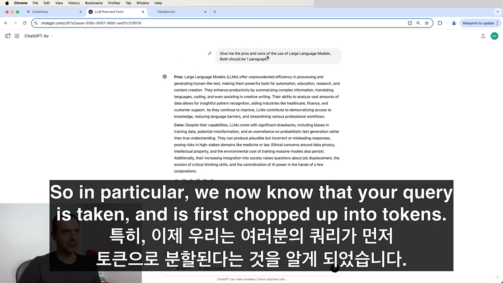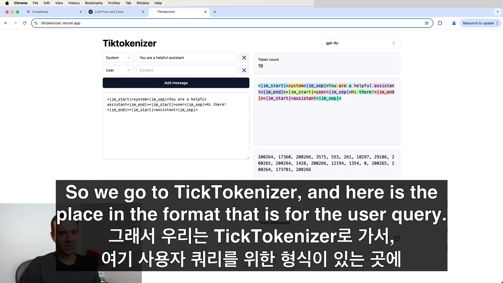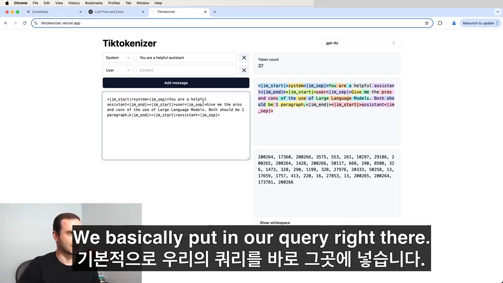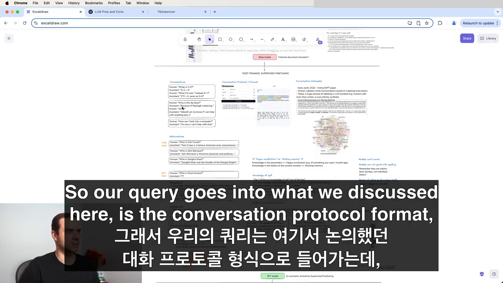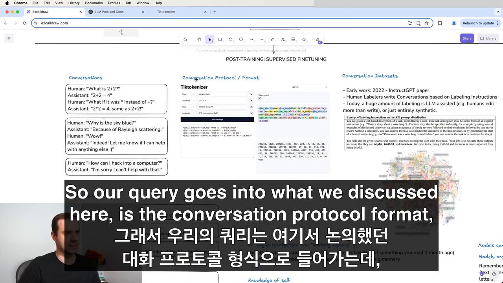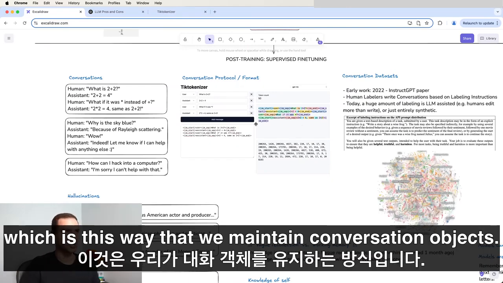So in particular, we now know that your query is taken and is first chopped up into tokens. So we go to Tiktokenizer, and here, in the place in the format that is for the user query, we basically put in our query right there. So our query goes into what we discussed here as the conversation protocol format, which is this way that we maintain conversation objects.